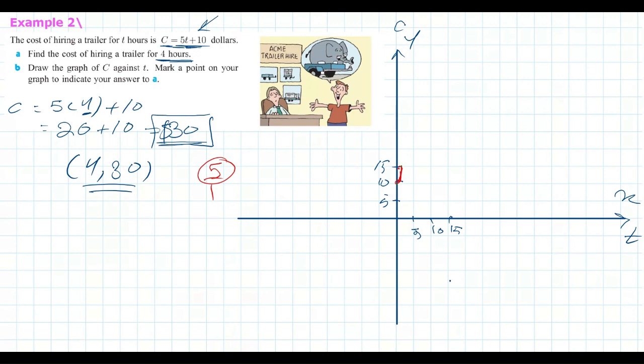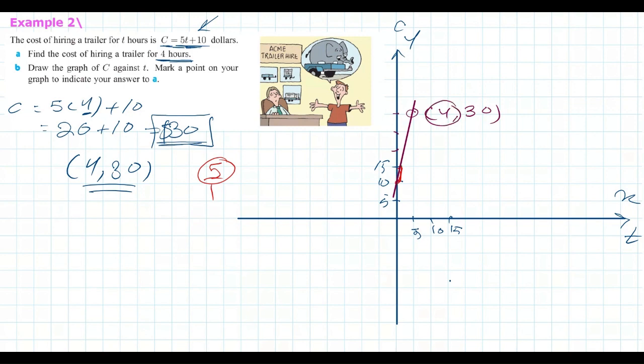Okay, let me adjust this graph. Here 20, 25, and 30. Then this is the new point. Then the line should pass through these 3 points, from this point till here. Then this is 20, this is 25, and this is 30, and this is our point, which is 4 and 30.